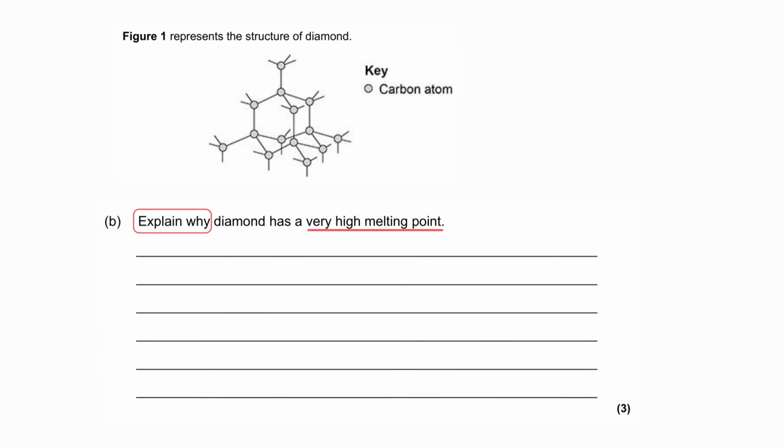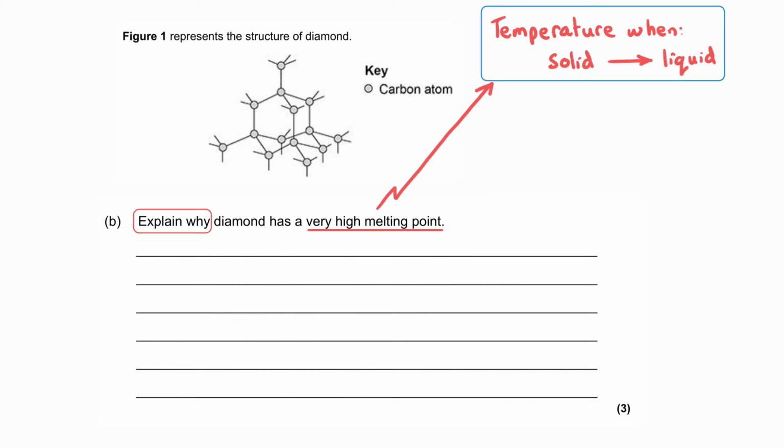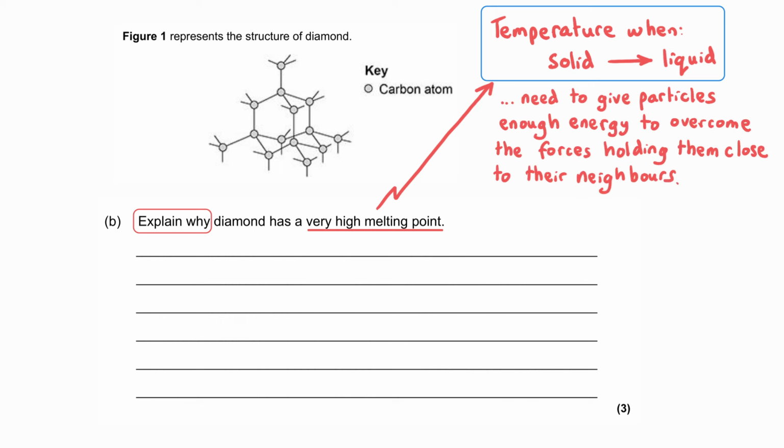Explain why diamond has a very high melting point. Well, the melting point for a substance is the temperature at which it changes state from a solid to a liquid. And as a solid, the particles are all very close together and there are strong forces between them holding them in that rigid arrangement. And to change from a solid into a liquid, those forces need to be weakened. And we're being told that diamond has a very high melting point, and so this means that it will not melt until we reach a high temperature, and we need to explain why that is.